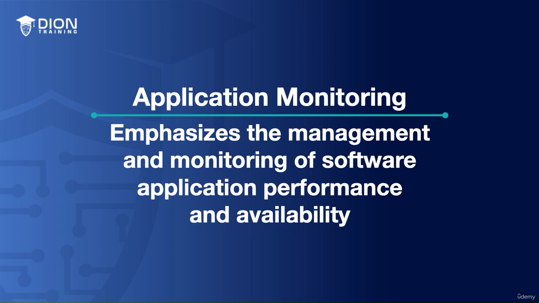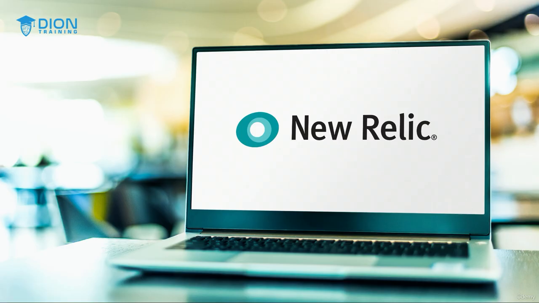Now, application monitoring, also known as application performance monitoring, is going to focus on managing and monitoring the performance and availability of your software applications by tracking errors, bottlenecks, and other potential issues that could affect an application's performance or user experience. For example, a software developer might use an application monitoring tool like New Relic or AppDynamics to monitor a specific web application.